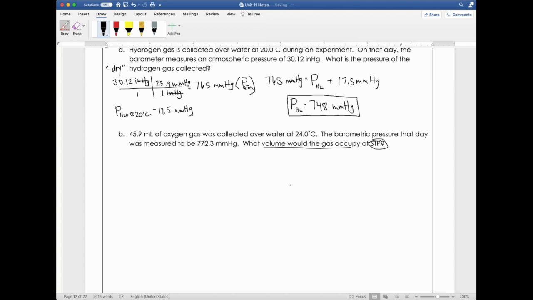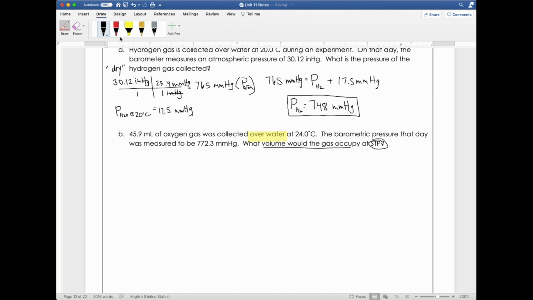So the volume of the gas that we've collected, that 45.9, is not at STP. It's at 24 degrees and 772 millimeters of mercury. And it was collected over water. So anytime you see this phrase over water, you know you're going to have to use Dalton's law of partial pressures. I normally tell my students, anytime you see over water, underline it, because you know you're going to have to use Dalton's law of partial pressure somehow.